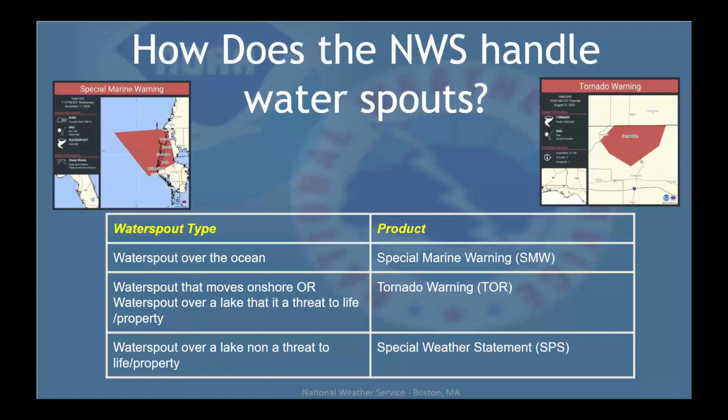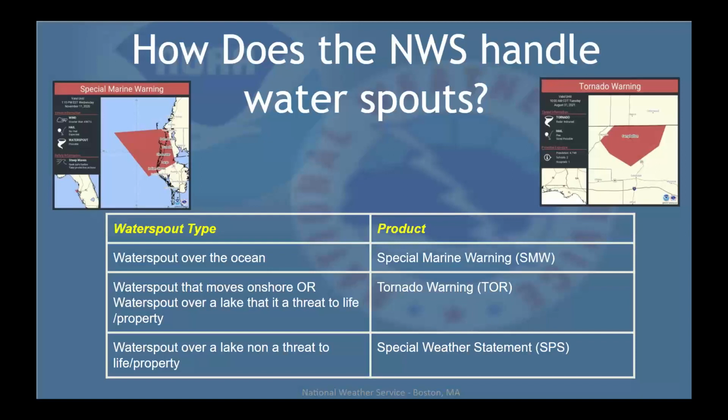If it's over the ocean, we put out what's known as a special marine warning. Basically that's just the overwater version of either a severe thunderstorm warning or a tornado warning. A strong storm that would have hail or a waterspout that we would typically put out a severe or tornado warning for over land. If it's over the water, we'll put out a special marine warning or an SMW.